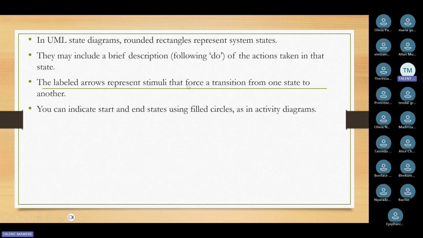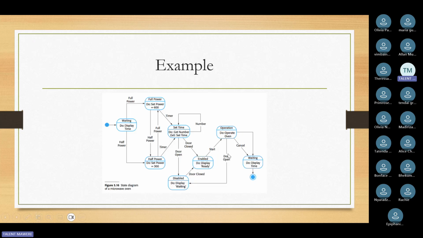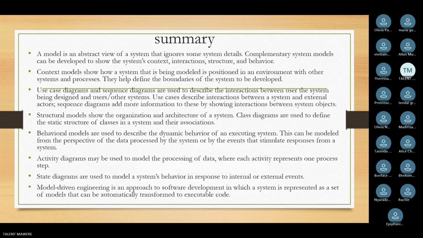The labeled arrow represents the stimuli that forces a transition from one state to another. You can indicate start and end states using those filled circles as in activity diagrams, like we're doing in activity diagrams. So a filled circle like this represents the start of the process, and then a filled circle inside a circle represents the end of the process. So that's system modeling in a nutshell.